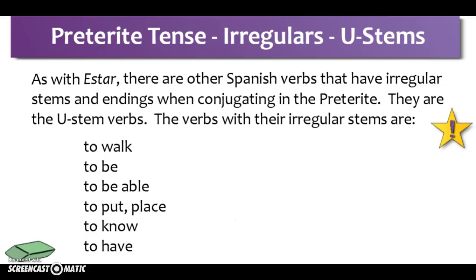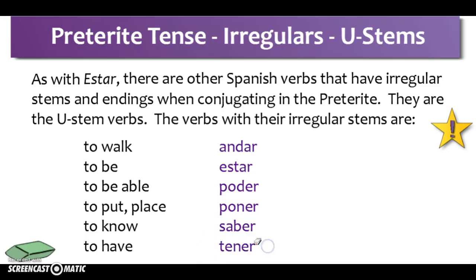In English, we would be looking at to walk, to be able, to put, to place, to know, and to have. In Spanish, to walk, andar, to be, in this case, estar, to be able, poder, to put or to place, poner, saber for to know, and tener for to have.